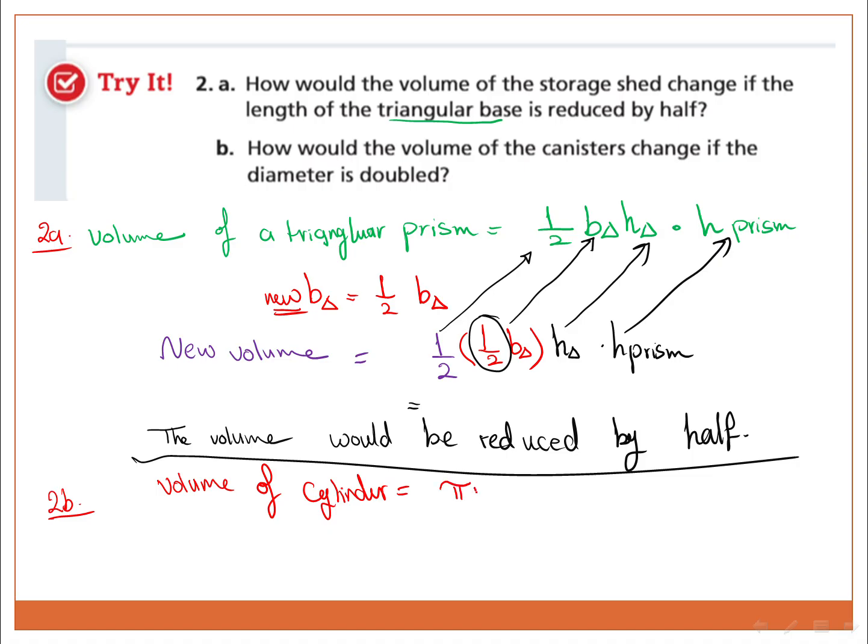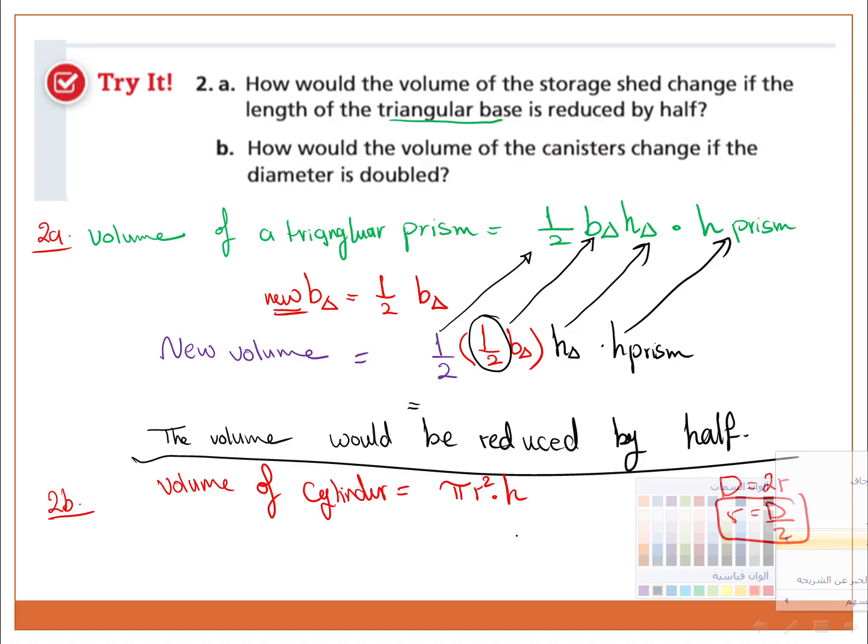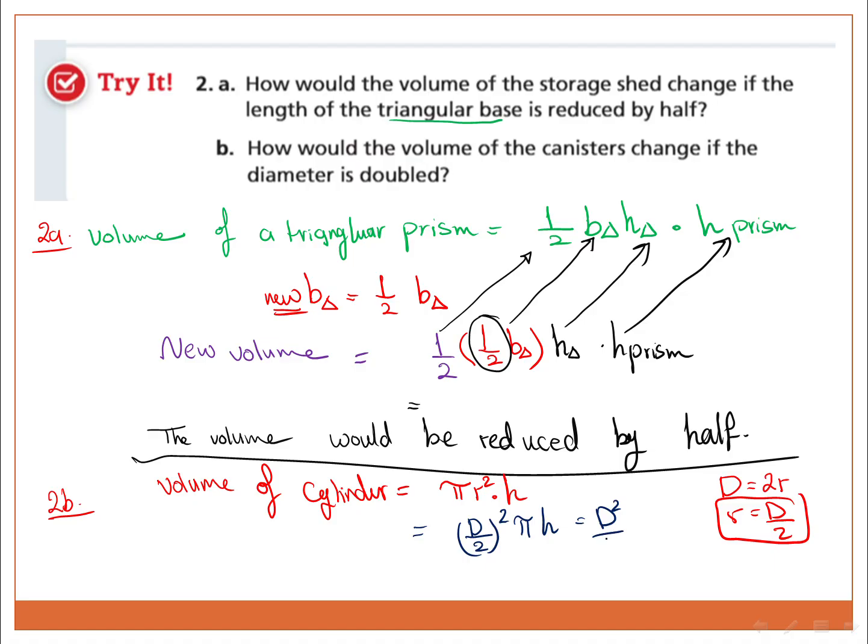Equals π r squared times height, right? Now actually he gave me a change in the diameter, so I will write this formula using the diameter. D equals 2r, right? So that means r itself equals d over 2. So I will take it and substitute it there. So it's going to be π times d over 2 squared times height. d squared over 2 squared, which is 4, times h. Right? This is the formula.